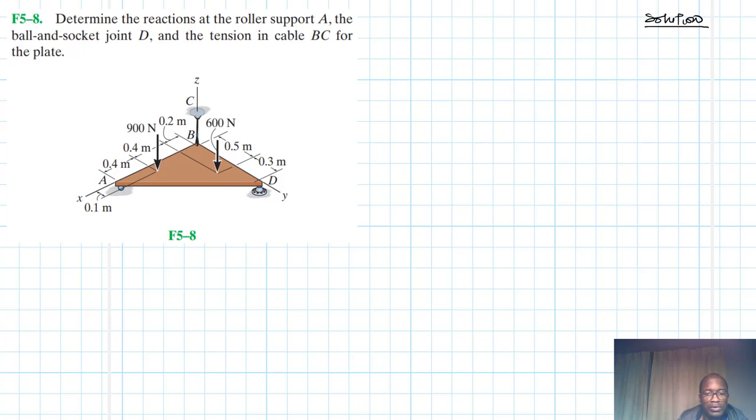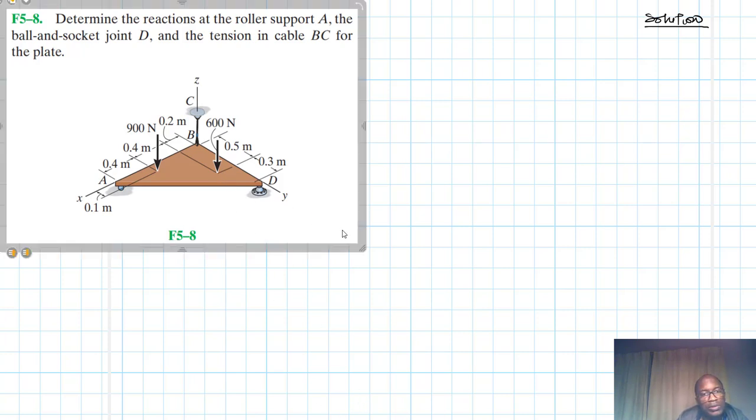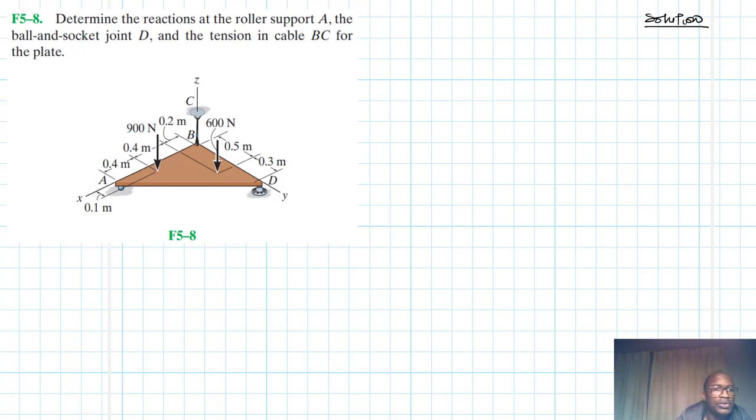Right, so first and foremost we need to draw a free body diagram. Once we section this cable here, then we are going to have some tension force. This tension force, we are calling it tension B. And then at the roller support at A, we only have one reaction force, which we are going to call AZ.